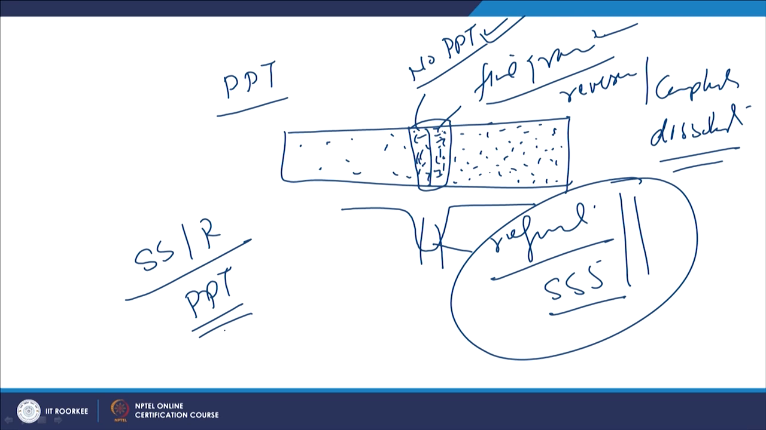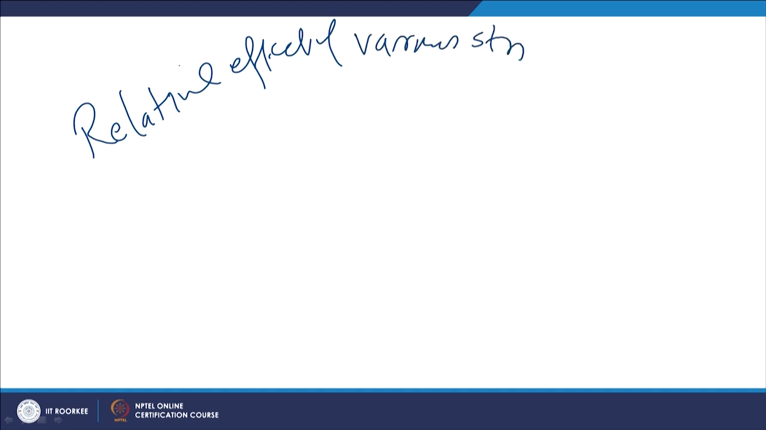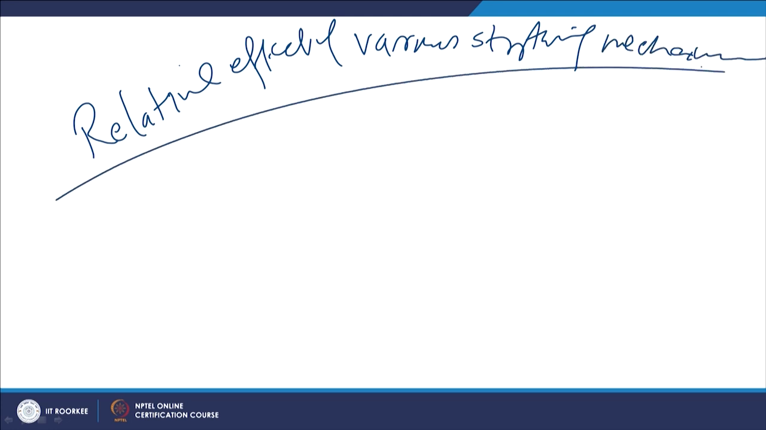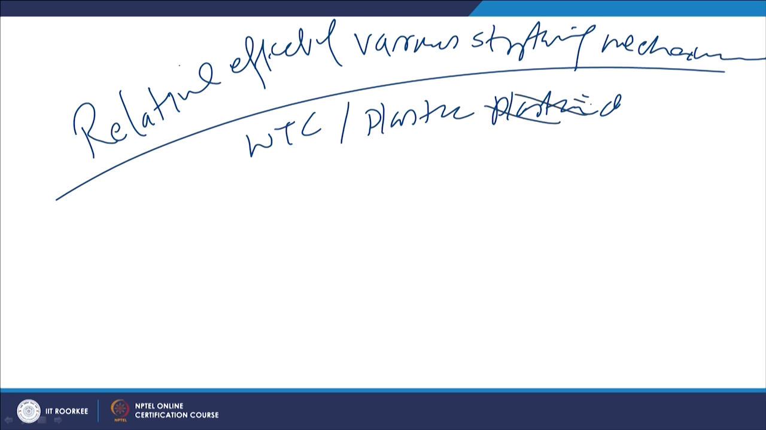So that is why it is necessary to see the relative effect of the various strengthening mechanisms and how these respond to the weld thermal cycle or the controlled plastic deformation during the welding. So, just as an example, I will take initially an example of aluminium.